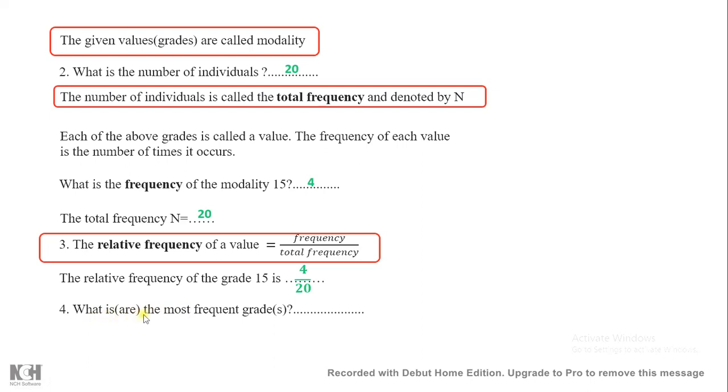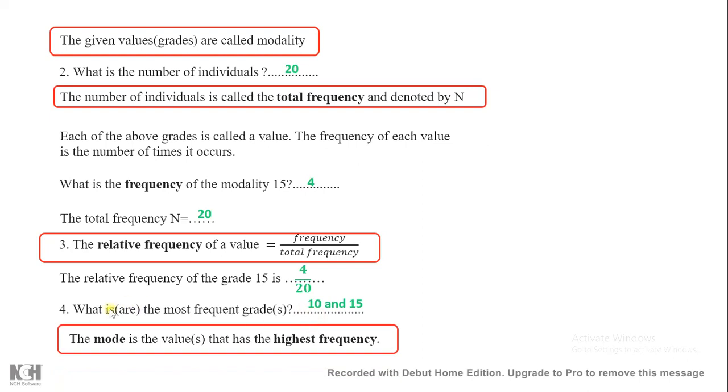What is or are the most frequent grades? The ones that have occurred most, with the highest occurrence. Going back to the list, they are 10 and 15. The grades 10 and 15 each occurred 4 times, and this is what we call the mode. The mode is the value or values that have the highest frequency.